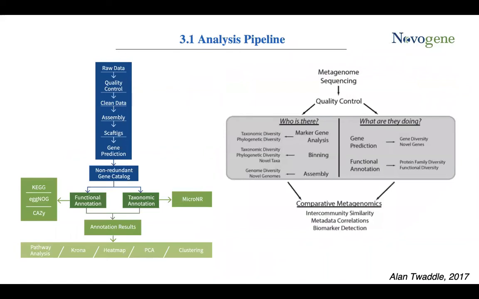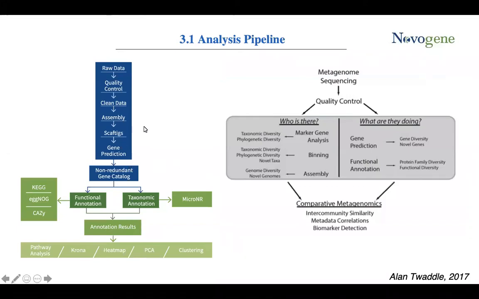And after data QC, if you chose the bioinformatics package at Novogene, we would continue to the analysis part. So for analysis in metagenome sequencing, we primarily would focus on the answer to these two questions. Who is there in our samples? That is the composition analysis, basically taxonomic diversity and phylogenetic diversity. The other question is, what are they doing? That is how they are functioning in the sample's microbiota.